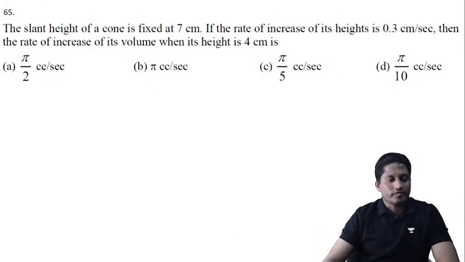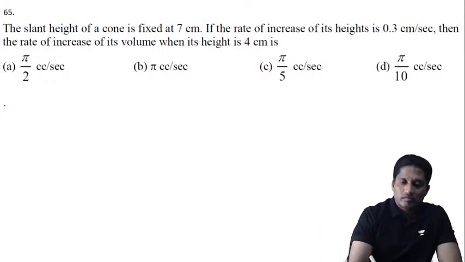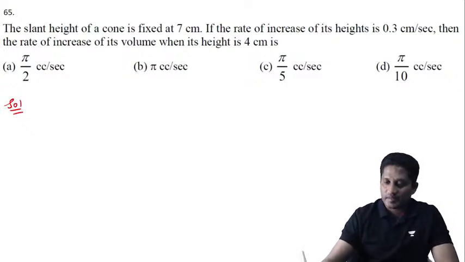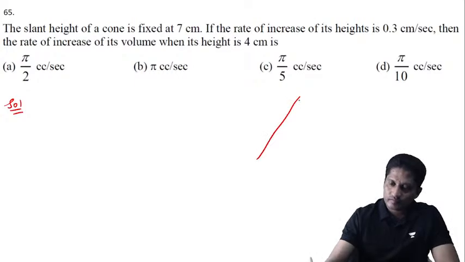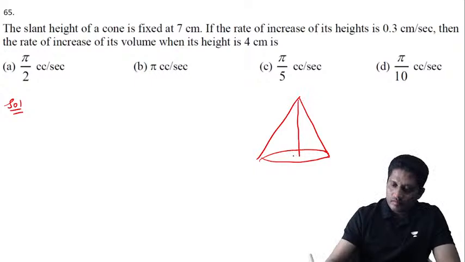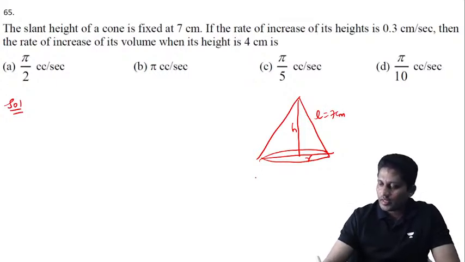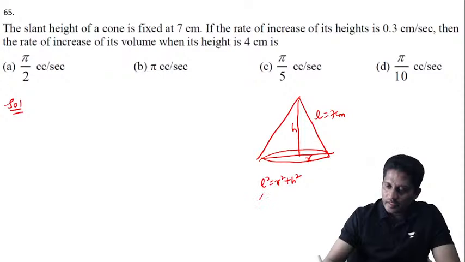Question number 65. The slant height of a cone is fixed at 7 centimeters. Suppose I take a cone. This is slant height L, this will be height and radius. Slant height of a cone is 7 centimeter. So from this I'll get L square is equal to R square plus H square, right? L is equal to 7, so 49 is equal to R square plus H square.